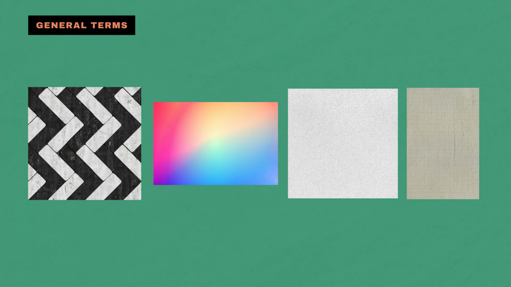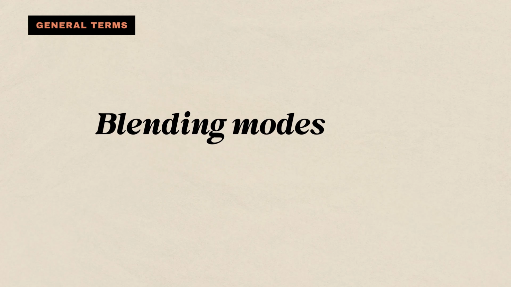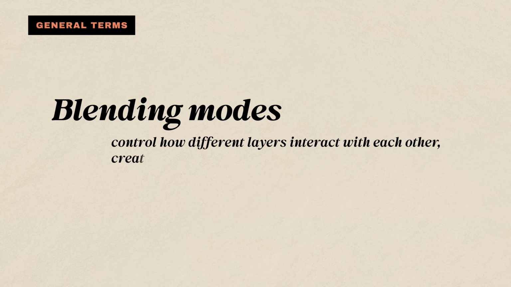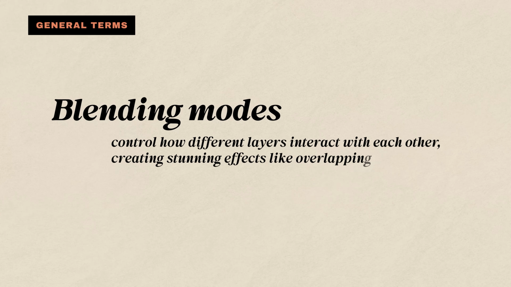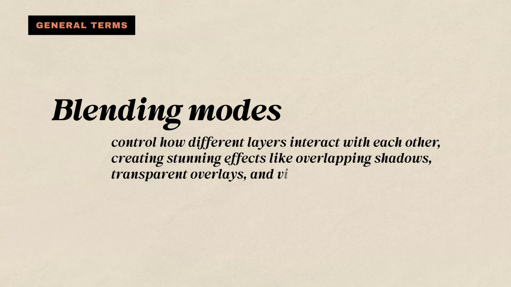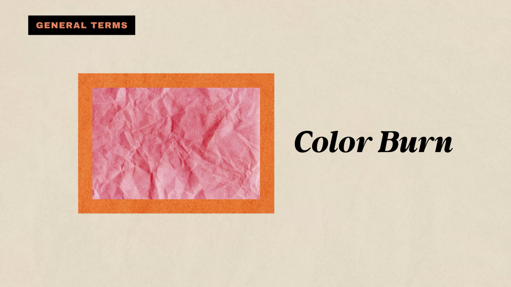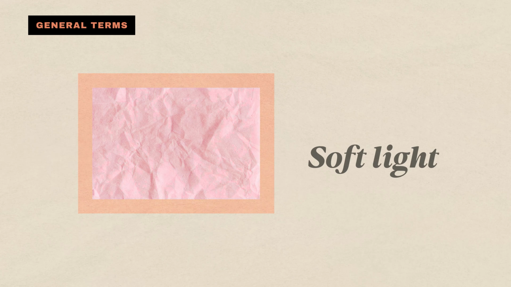Now, the easiest way to embed these textures into your design is by using different blending modes. Blending modes control how different layers interact with each other, creating stunning effects like overlapping shadows, transparent overlays, and vibrant color combinations. The most common modes are multiply, color burn, screen, overlay, soft light, and alpha, which will erase the texture from whatever is in the layer below it.